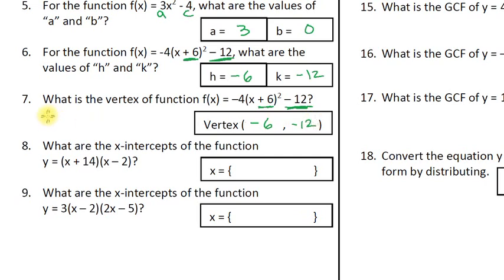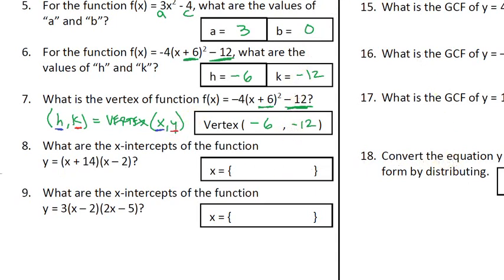And just so you have this in your notes, for the vertex, h and k equal the vertex x and y. So h, the value of h is the x value of the vertex, and the value of k is the y value of your vertex.